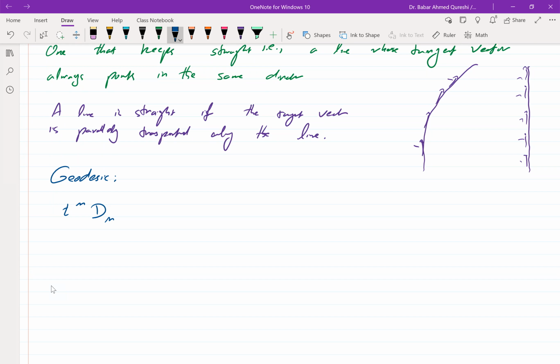So this is what you want. You are given this vector field T alpha, and you are parallelly transporting it along the same curve whose tangent vector is T. And this has to be 0. This is the geodesic equation.